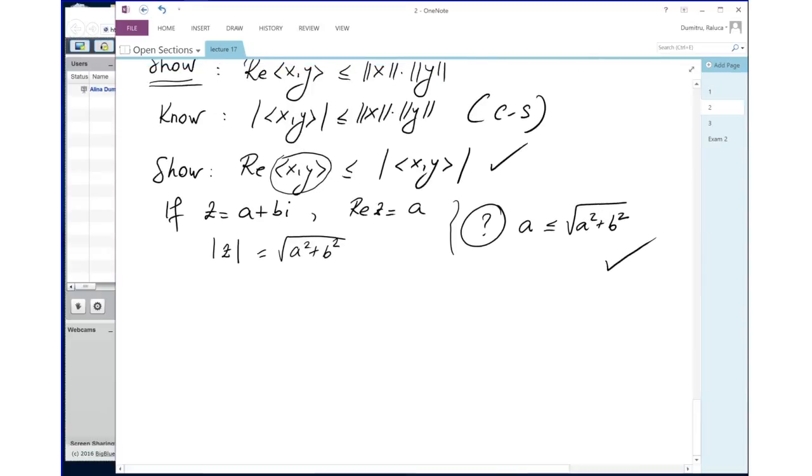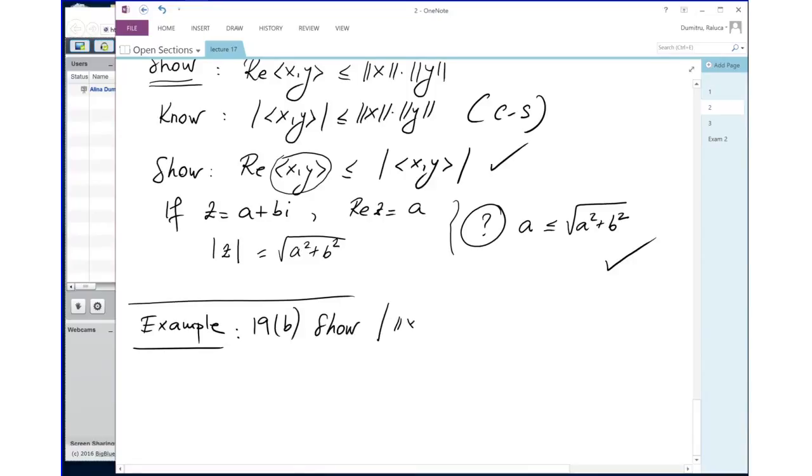Okay. Let's just look at an example. There is one more idea in this section that kind of connects to the next one, but I don't have time to do that. So let's just look at an example. This is exercise 19, part B. Show that the absolute value of the norm of x minus the norm of y is less than or equal to the norm of x minus y for any two vectors x and y in V, which is an inner product space.